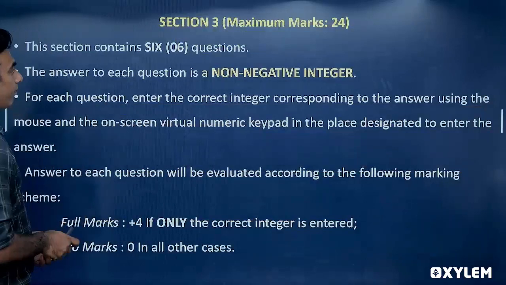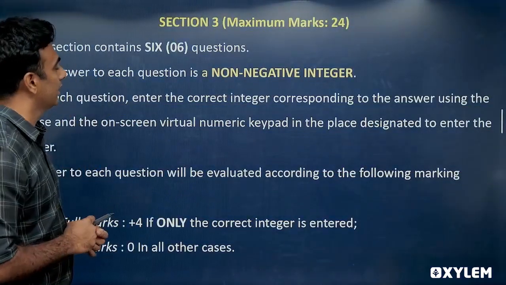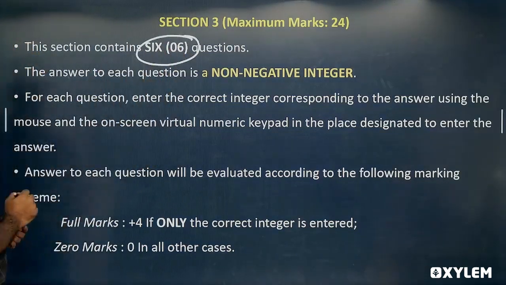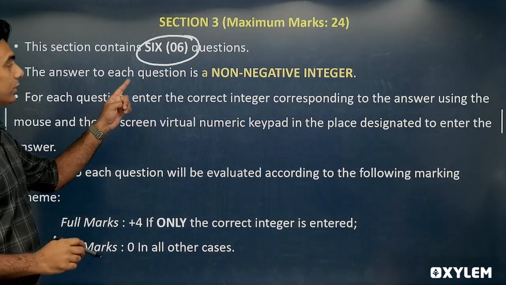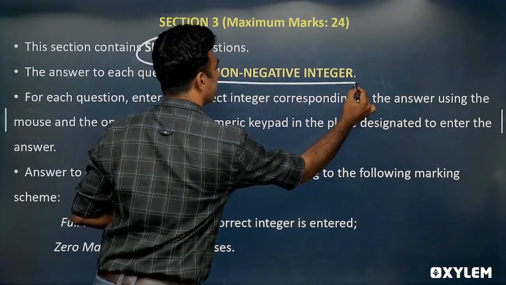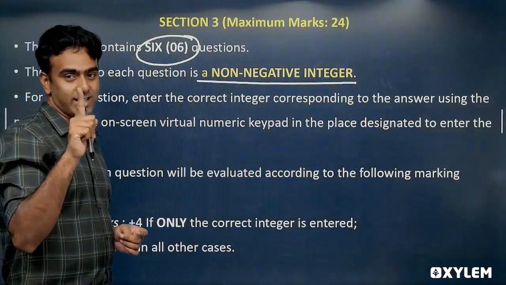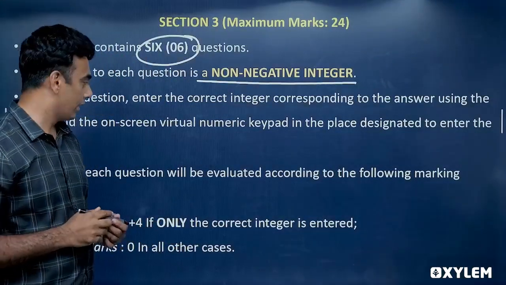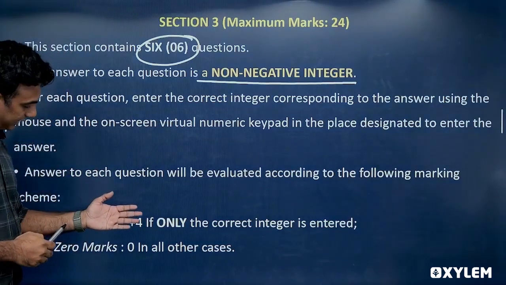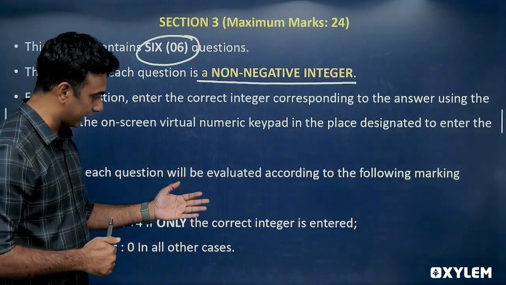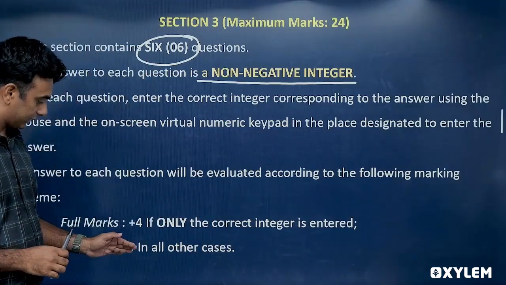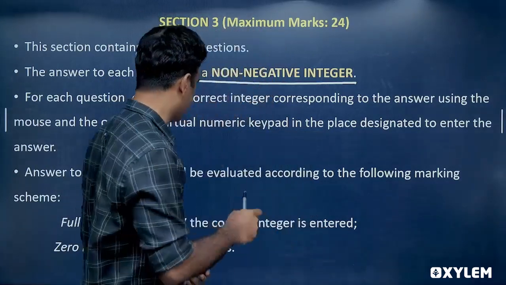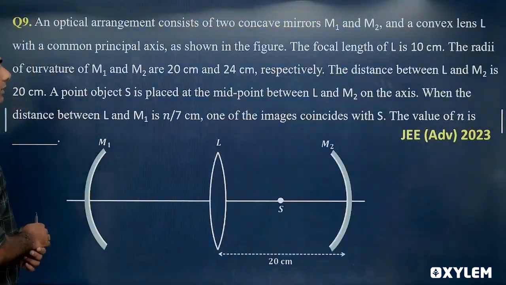See this. Yes, it's from section 3. This section contains six questions. The answer to each question is a non-negative integer. A single non-negative integer should be the answer. Full marks are 4 only if the correct integer is answered, and 0 marks in all other cases. That means no negative marks are there. Okay, now let's see what our question is. Yeah, this is the question.